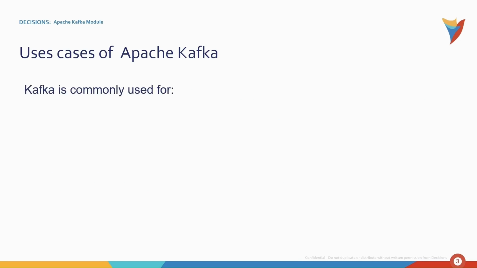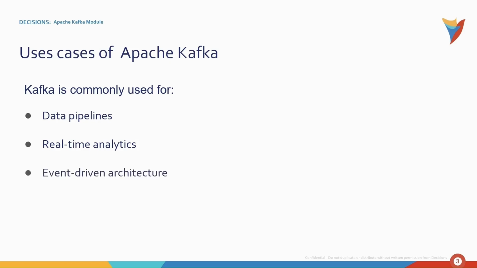It is commonly used for data pipelines, moving data between systems, for example, microservices and databases. Real-time analytics, feeding data into real-time dashboards or analytics tools. Event-driven architecture, triggering actions across systems when something happens, like a user signing up. Logging and monitoring, collecting and analyzing logs across distributed systems.